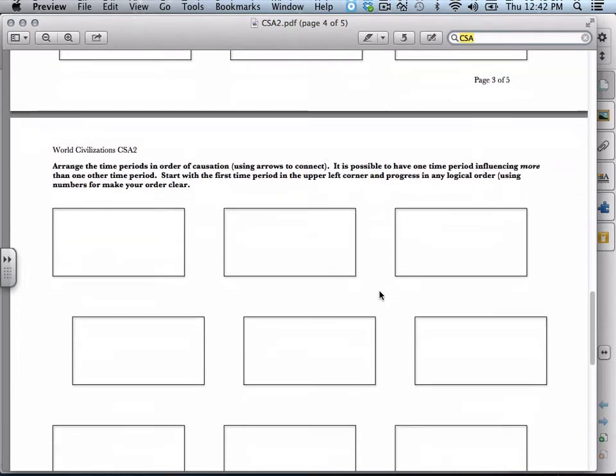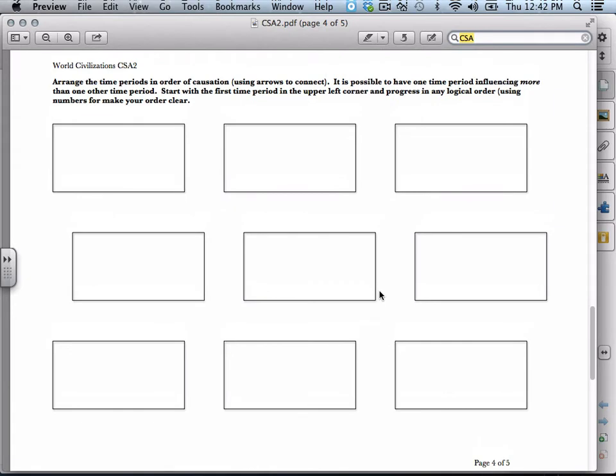Then the next page says arrange the time periods in order of causation using arrows to connect. It is possible to have one time period influencing more than one other time period. Start with the first time period in the upper left corner and progress in any logical order using numbers to make your order clear. Clear enough so far?